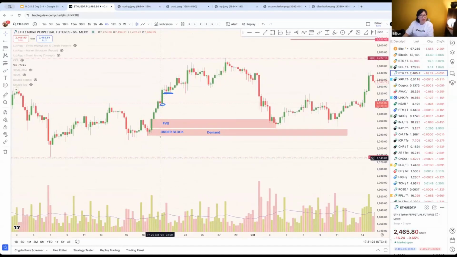So is that clear? It must have an inducement. It must work with an inducement. It must have a pullback. Once you see an impulse move with an inducement, and you move higher, there is a FVG, you can get the order block.